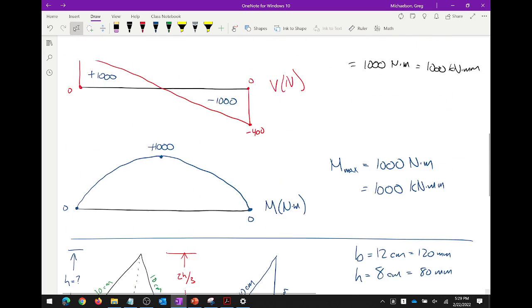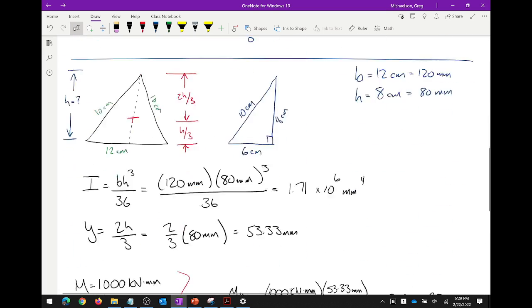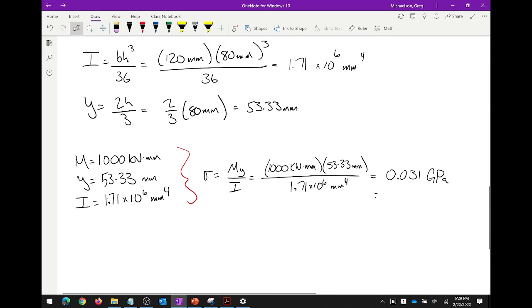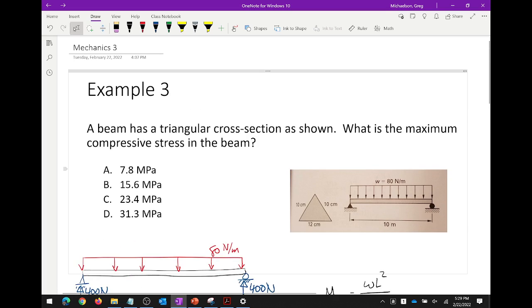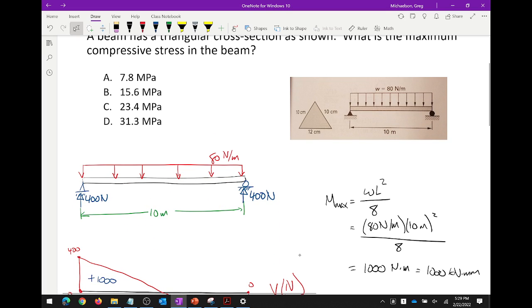And the answers are in megapascals. So if I take this and multiply it by 1,000, I get 31, and I think that's that one right there. I think it's all about units.